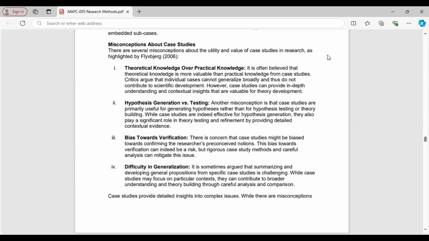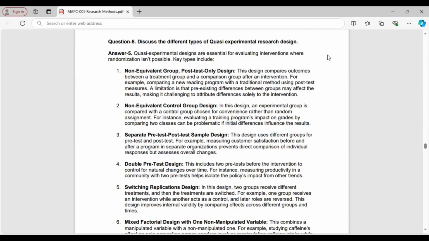Case studies offer detailed insight into complex issues, while misconceptions exist regarding their generalizability and theory testing role. But they are essential for understanding specific phenomena. Question 5. Discuss the different types of quasi-experimental research design. Quasi-experimental research designs are important for evaluating interventions without randomization.